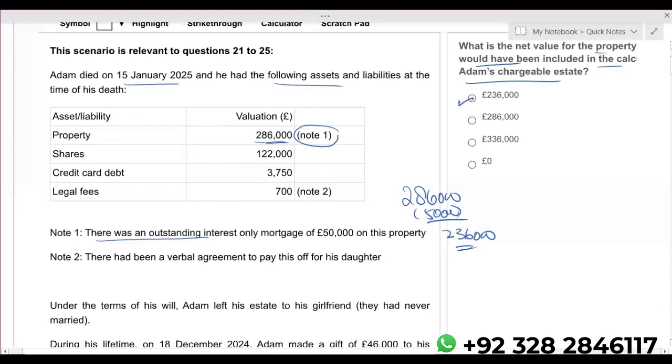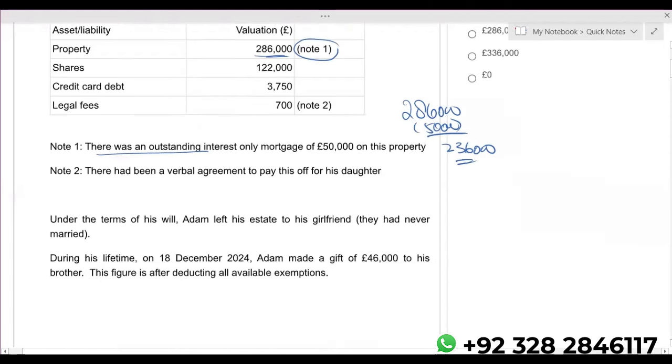So if there is any mortgage on the property, you will have to deduct that mortgage. Unless that mortgage is insured, otherwise you have to deduct the mortgage from the value of the property. So logically 2,36,000 will be added. Okay.